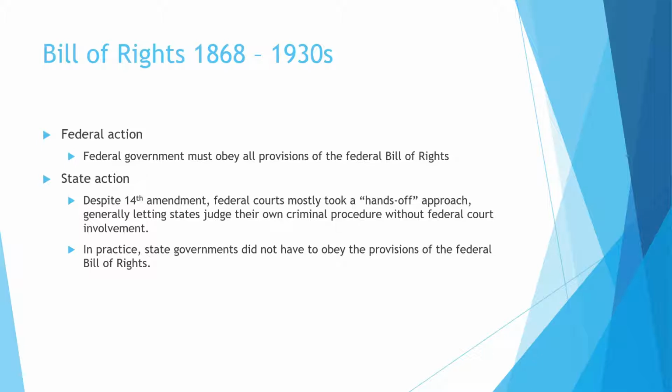Now, this gradually changed. This hands-off doctrine was becoming weaker as we got to the 1930s, so it's not a bright line period where as soon as we hit 1930, the Supreme Court started changing its mind. Gradually, the court started thinking more and more in terms of we need to make the states more accountable. We need to have a more uniform system of justice. But it wasn't there yet in the period from 1868 to the 1930s.